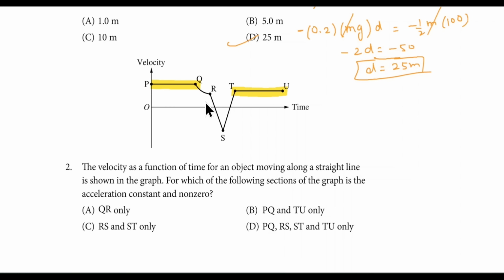If it has to be a constant, then we know that acceleration is given by dv over dt after all, correct? So if acceleration is a constant, dv over dt should be a constant, and this will be a constant only when v versus t is a straight line. So it has to be either RS or ST, right? And I think both work. The only difference is this is a negative acceleration, this is a positive acceleration, but they just need a non-zero. They're not talking about positive or negative, so I think option C works pretty well.